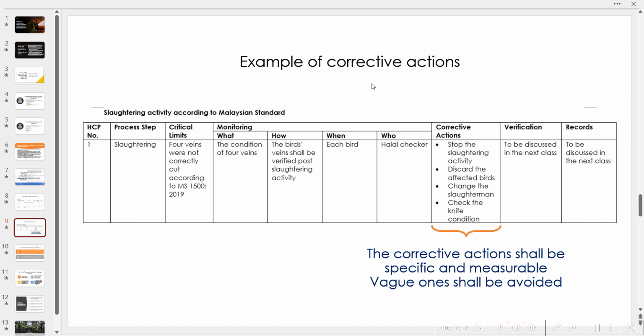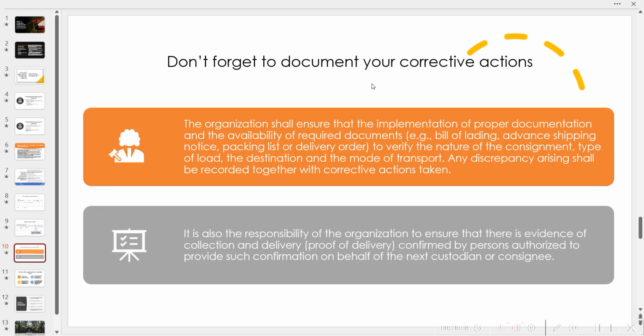Okay, so this is an activity that the halal executive will usually take action on. They will discuss with the production executive or supervisors on what corrective action shall be stated for each particular step during production. Alright. Don't forget to document your corrective action. Any organization shall ensure proper documentation is implemented. This documentation shall be prepared accordingly, especially for the audit. This can be read.